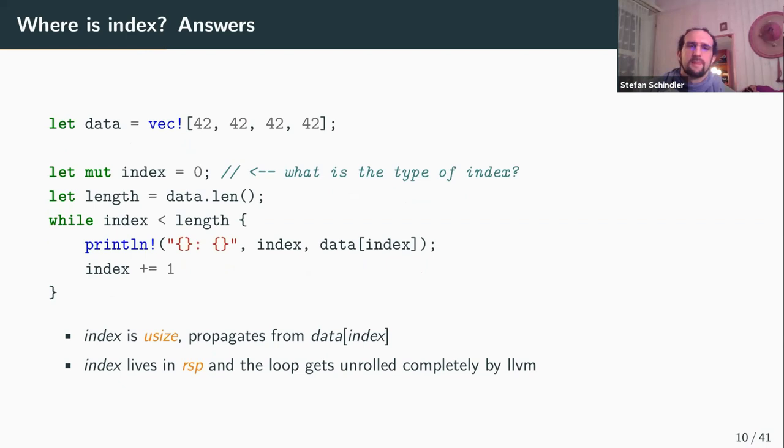Index has type usize because that's where the data index brackets force the type into usize. And because we operate on an index level, it actually lives in RSP. It's a register. So that symbol does not have a memory address at runtime.